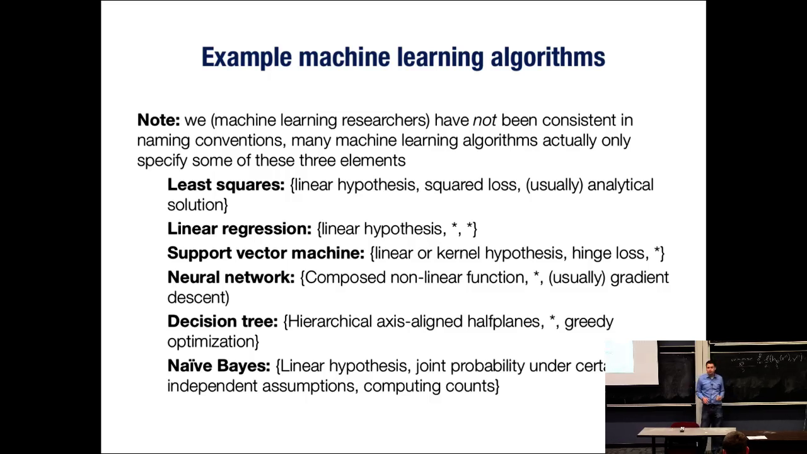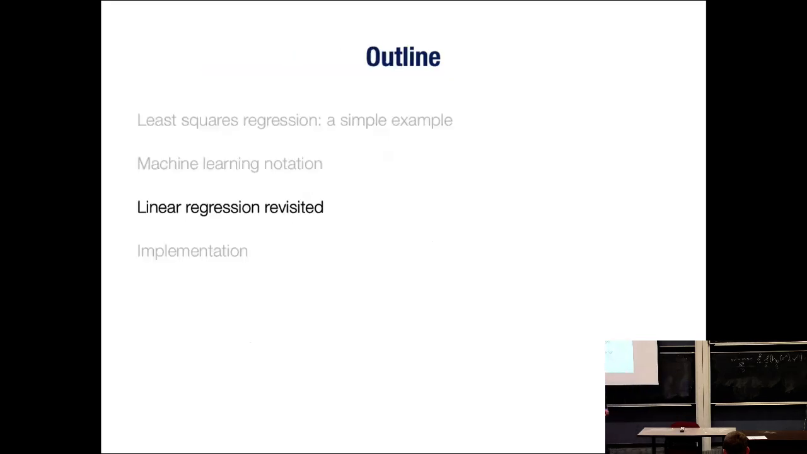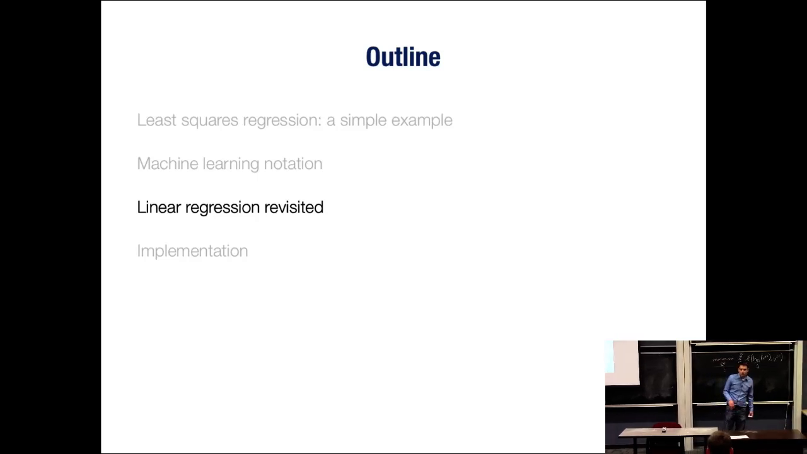Okay, so that was all I'm going to say about machine learning for now. What I'm going to do next is go back to linear regression and talk about how we can solve it in a more general way, using this notation here of hypothesis functions and optimization and these kinds of terms. Any questions before I go on?